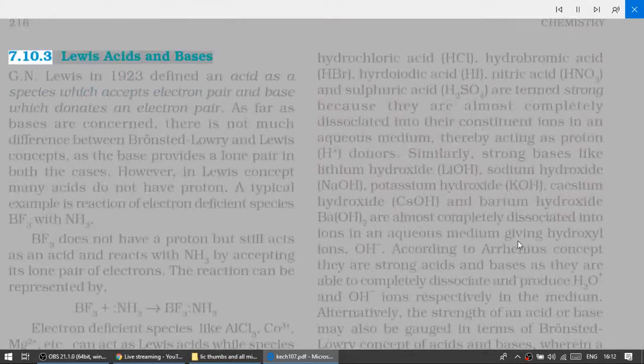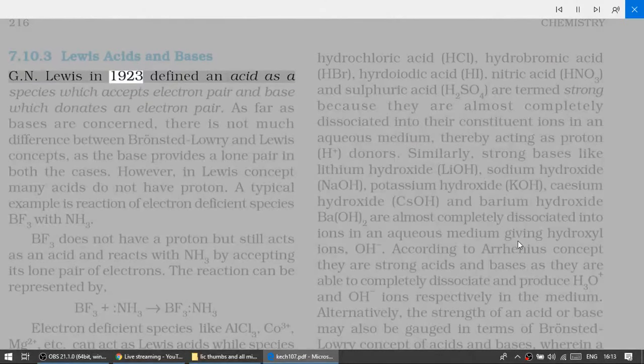Lewis acids and bases. G. N. Lewis in 1923 defined an acid as a species which accepts an electron pair and a base as one which donates an electron pair. As far as bases are concerned, there is not much difference between the Bronsted-Lowry and Lewis concepts, as the base provides a lone pair in both cases. However, in the Lewis concept many acids do not have a proton. A typical example is the reaction of the electron-deficient species BF3 with NH3.